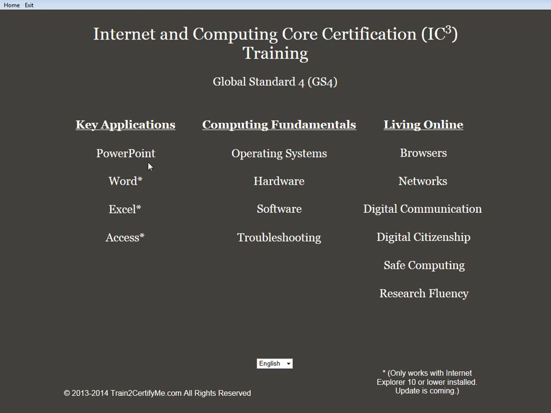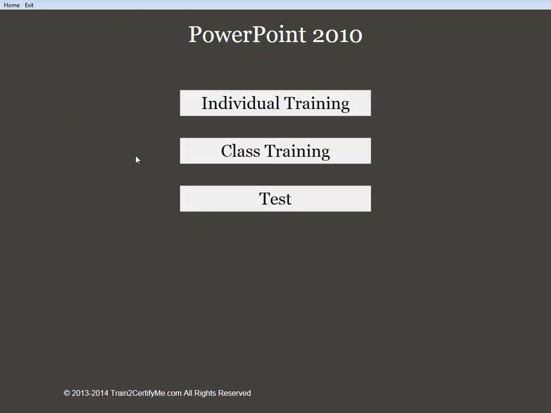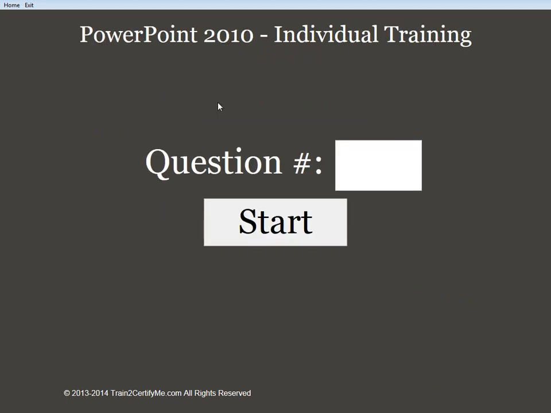I'm going to take you into PowerPoint so I can show you the different sections there. There's the individual trainings, there's class trainings, and there's a test. Let me take you into individual trainings. When you go in, it always tells you up at the top which one you're going to be completing. On individual trainings, it'll ask you what question you want to start off on. It doesn't remember if you have to leave the software.